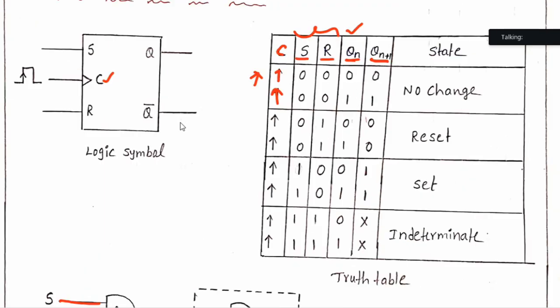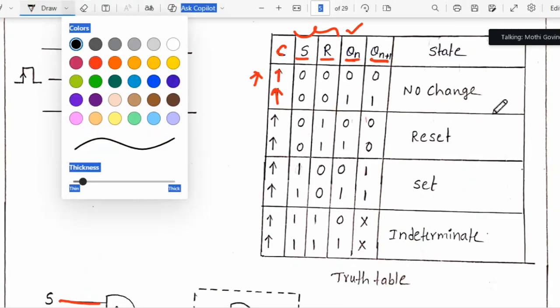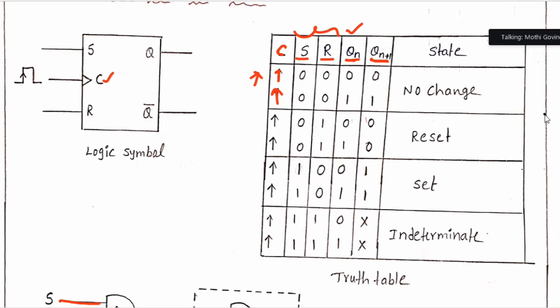Next. As you know, there are three variables here: S and R are the present inputs, and Qn is the previous output. So with three variables, there are 8 combinations: 0 0 0, 0 0 1, 0 1 0, 0 1 1, 1 0 0, 1 0 1, 1 1 0, 1 1 1.